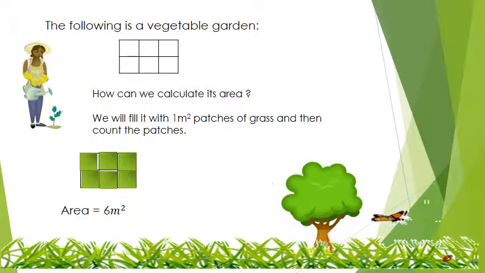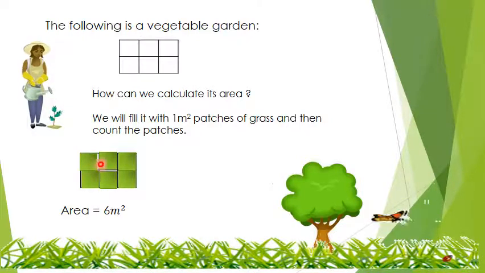The following is a vegetable garden. Now we need to calculate its area, and how are we going to do this using the grass patches that we introduced previously? We are just going to fill it up with grass patches and then start counting the patches. So it will look something like this. We'll fill all the blank spaces with grass patches.